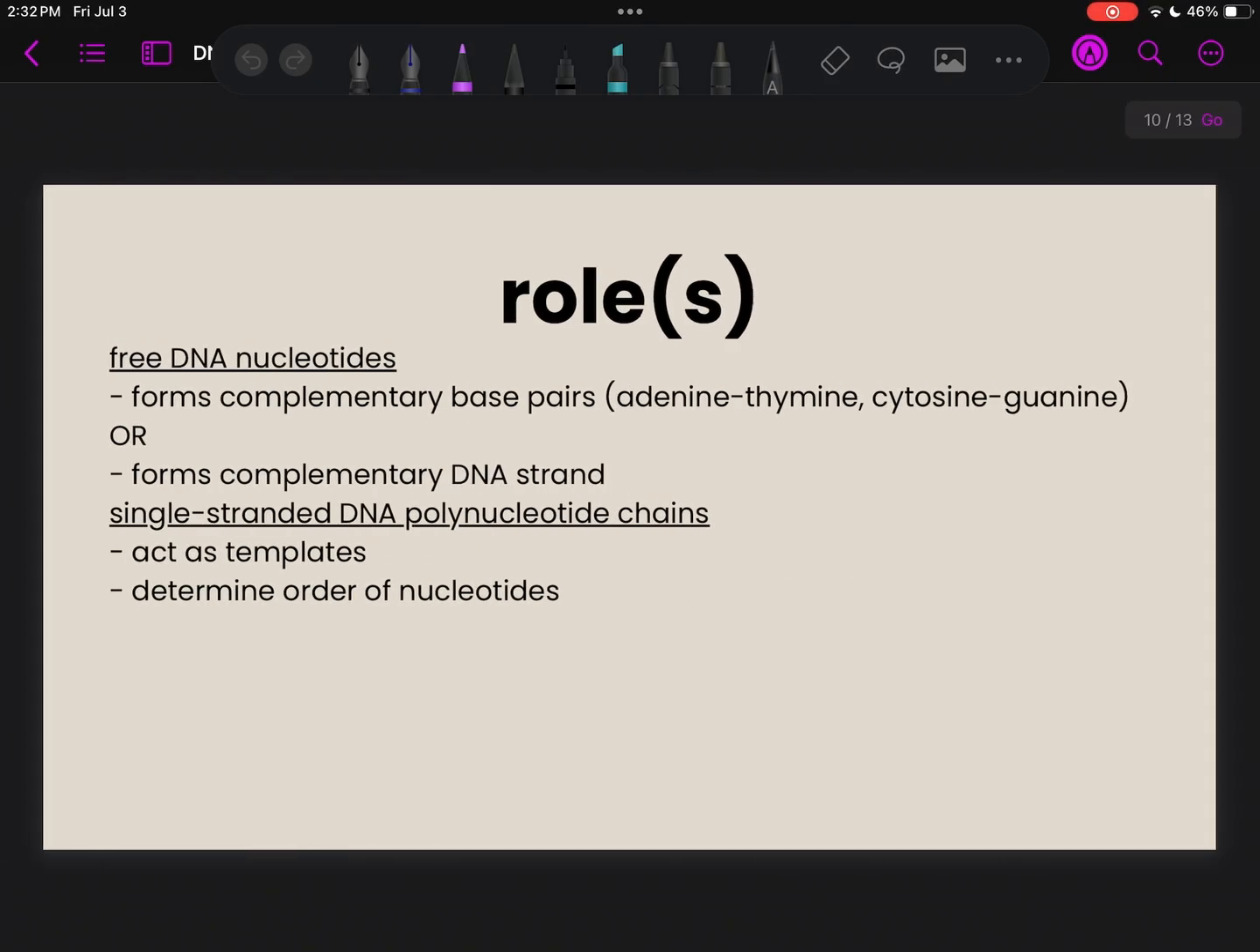Moving on, let's consider the DNA nucleotides that are added. These form complementary base pairs: adenine with thymine, cytosine with guanine, or they form the complementary DNA strand. They mean the same thing, so you can just pick either one. And when we consider the single-stranded DNA polynucleotide strands that we form at the start, they act as templates and determine the order of the nucleotides that are added on, the DNA nucleotides we mentioned above.